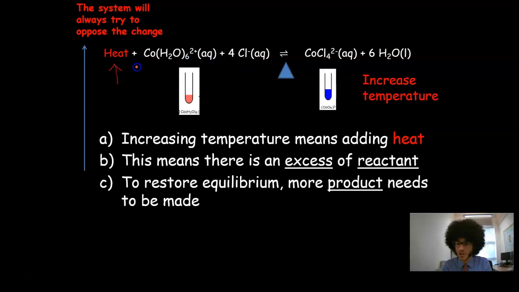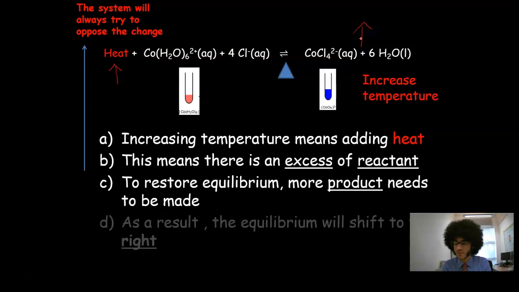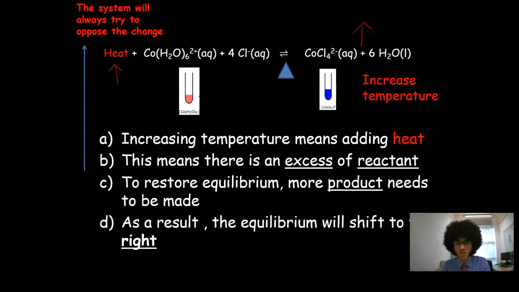So in order to make this work, it has to increase more of this, and I'll draw that as an arrow above it. Therefore, if I'm making more product in order to re-establish equilibrium, it means my equilibrium is going to shift to the right.